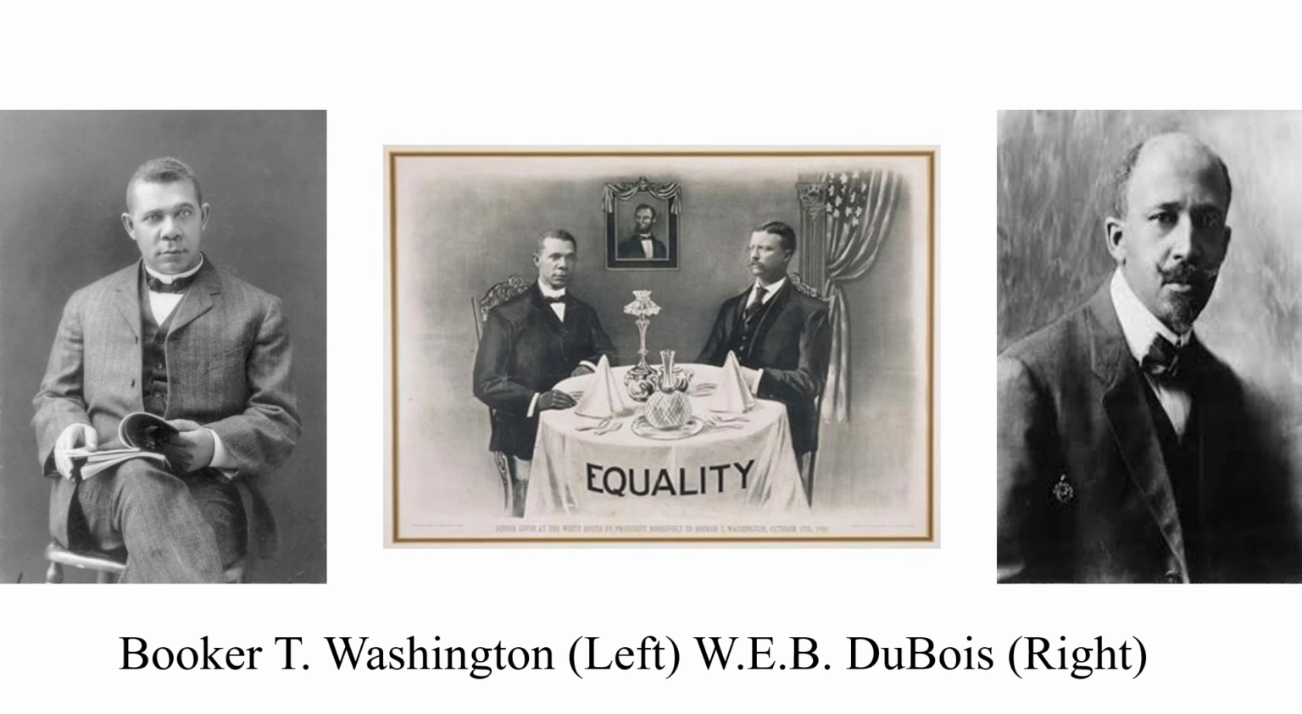Washington proposed a policy called racial uplift. Racial uplift mandated that African Americans focus on education and entrepreneurship to demonstrate to white Americans that they deserved political equality and that they were worthy of citizenship. He urged black people to "cast down your bucket where you are" and focus on self-improvement rather than activism.